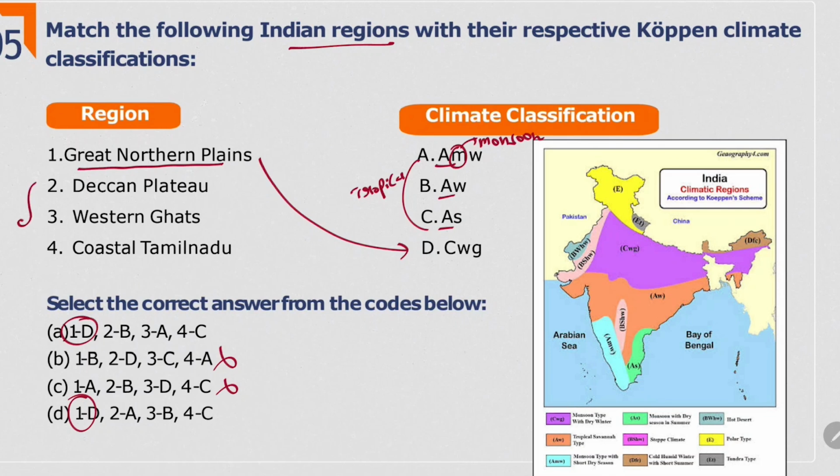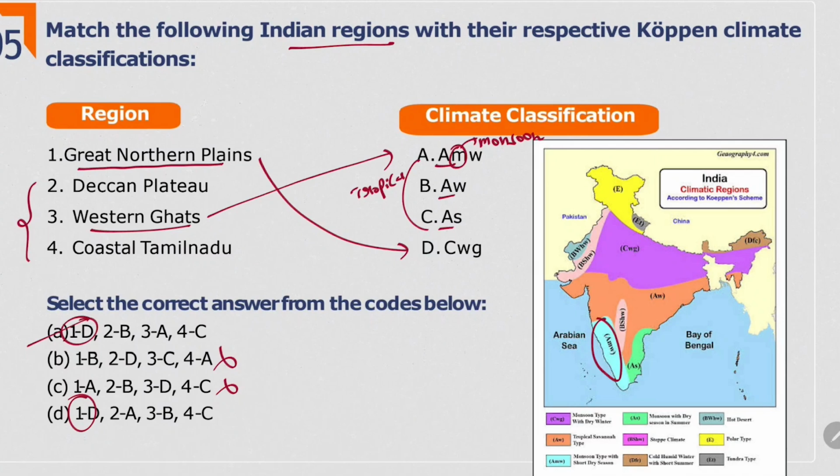Among all these options, which feature has significant impact on the monsoon? Obviously Western Ghats. So Western Ghats goes with Am, tropical monsoon climate. If you see in this picture also, it is mentioning that Western Ghats lie in Am code. So 3 goes with A. Answer is A. Anyhow, we'll see the other options also.